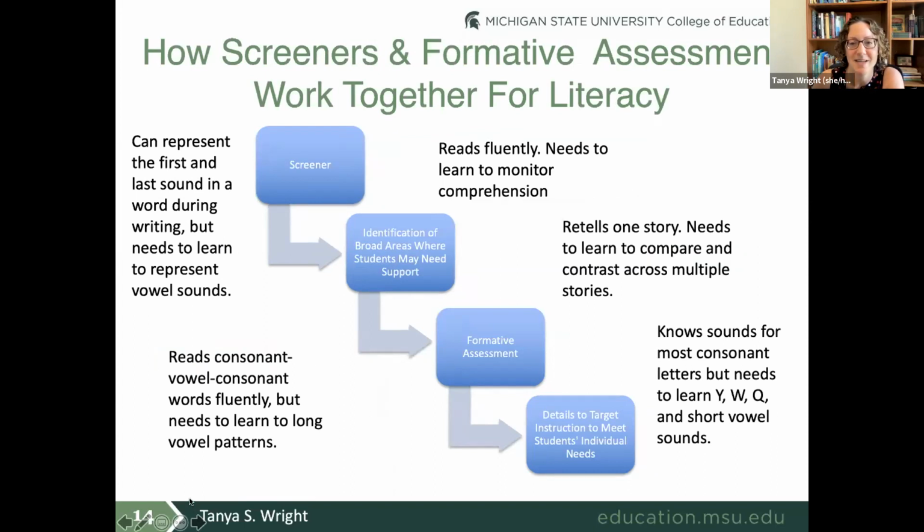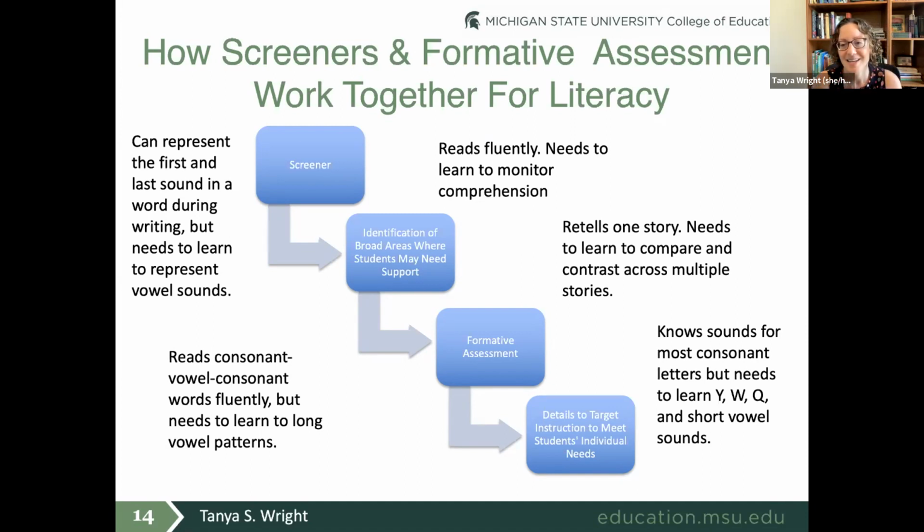So I just put some examples here, right? We might have a student who reads fluently, but needs to learn to monitor for comprehension because they sound great, but they just keep reading on and, for whatever reason, are not really understanding the text, right? We might have a child who can represent the first and last sound in a word during writing, but needs to learn to represent vowel sounds.